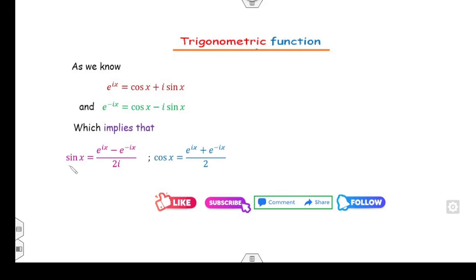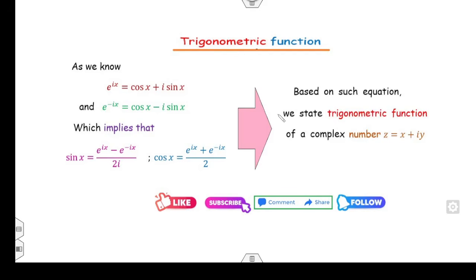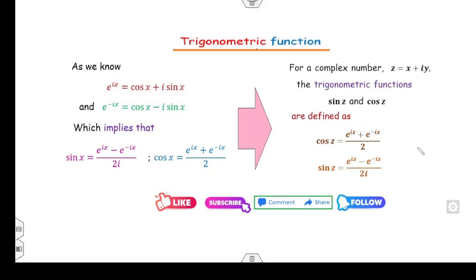Based on the definition of sin x and cos x, whenever x is real, we can formulate the definition of sin z and cos z whenever z is a complex number. The first definition in the case of the trigonometric functions is how you can define sin z and cos z. Based on the properties of sin x and cos x, I can define the value of sin z and cos z.